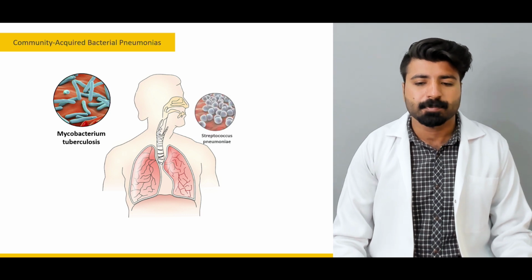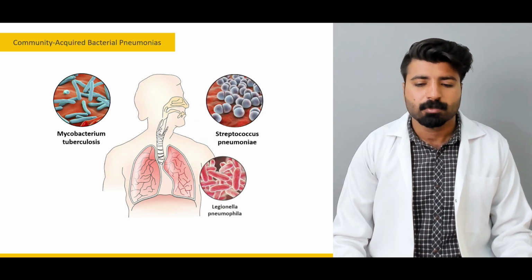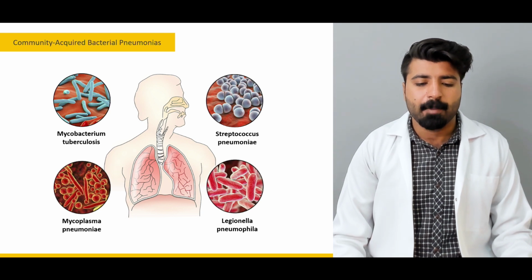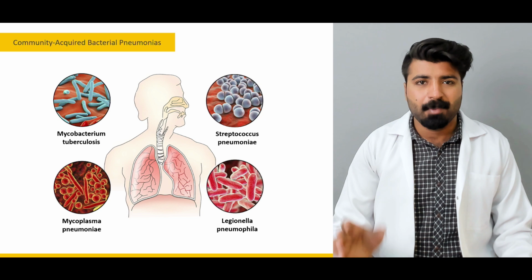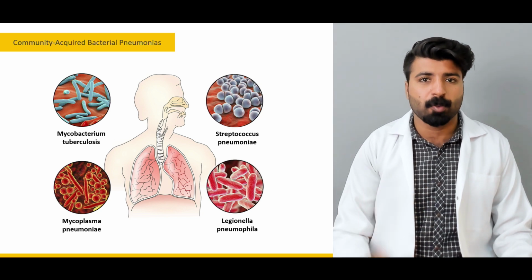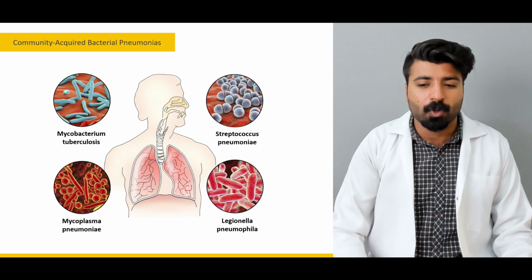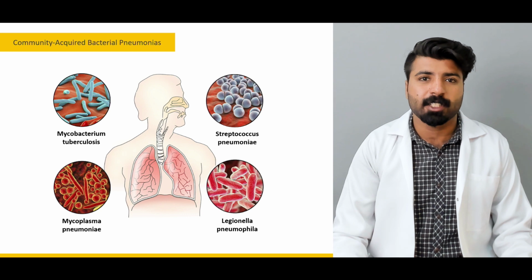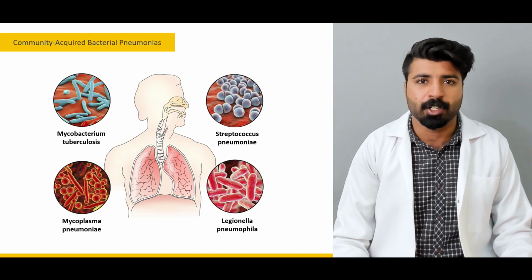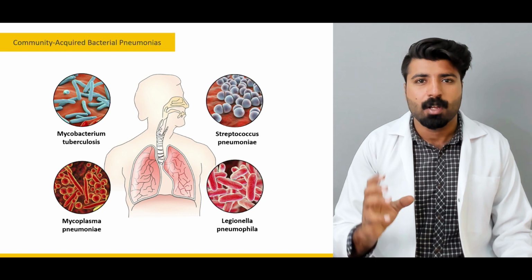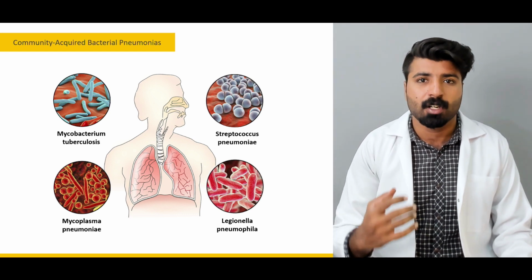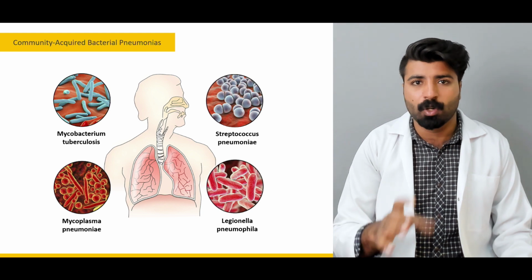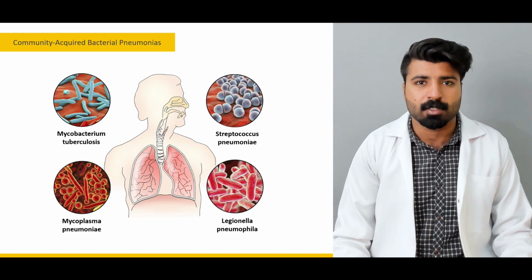Mycobacterium tuberculosis, Streptococcus pneumoniae, Legionella pneumophila, and Mycoplasma pneumoniae. Among these four are the most probable. But among these 4, Streptococcus pneumoniae is the highest. It produces at least 40 to 45% of all the pneumonias among community acquired pneumonias, inside this whole chapter of pneumonia. So we have to understand Streptococcus pneumoniae in order to understand the whole pathophysiology and to treat the cause afterwards.